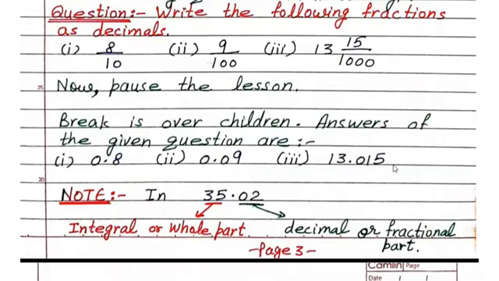Now children, note down one important point here. In 35.02, 35 is the integral or the whole part, and 0.02 is the decimal or fractional part, right? So before the decimal point, it is the whole part, and after the decimal point, it is the decimal or fractional part. I hope it is clear to everyone.